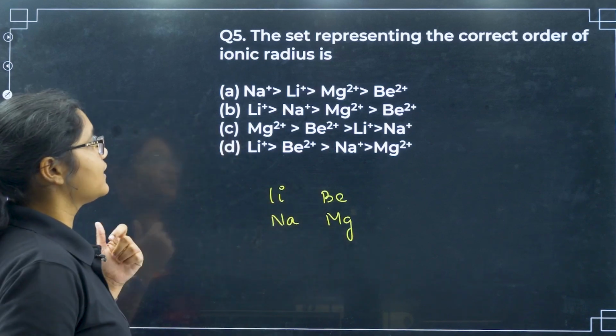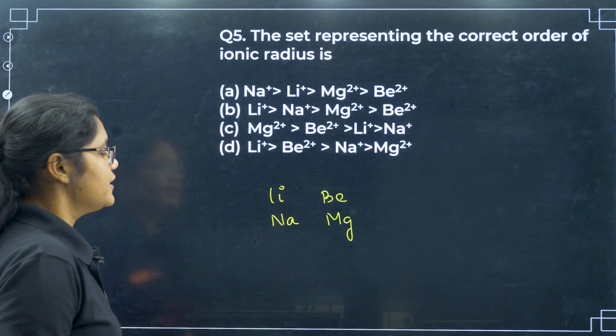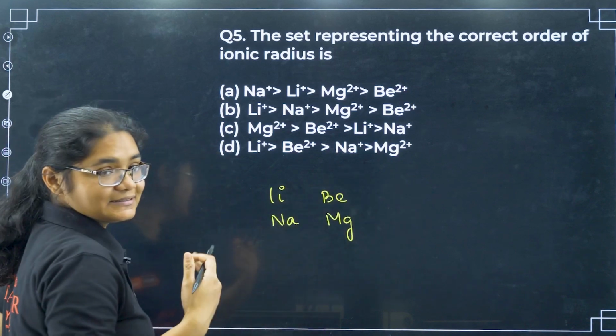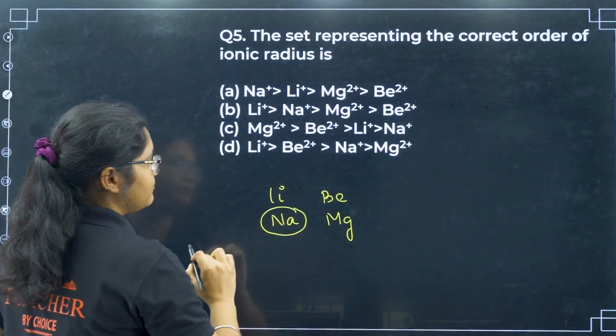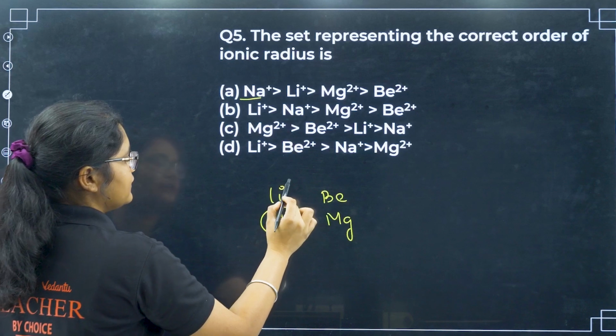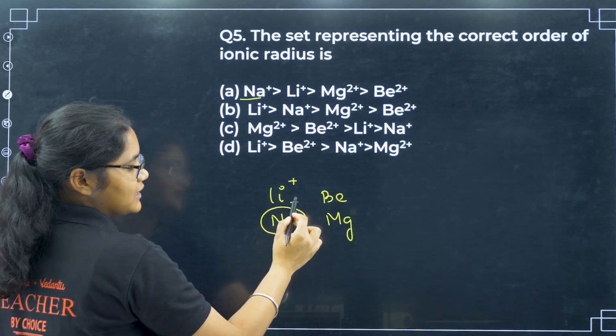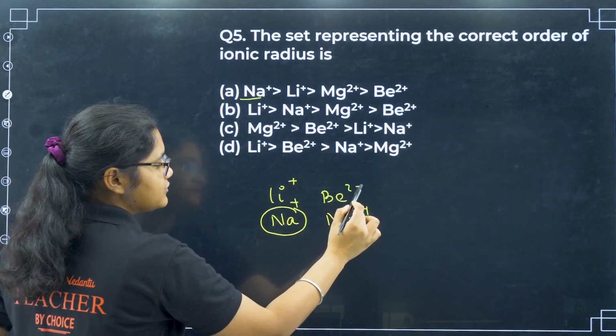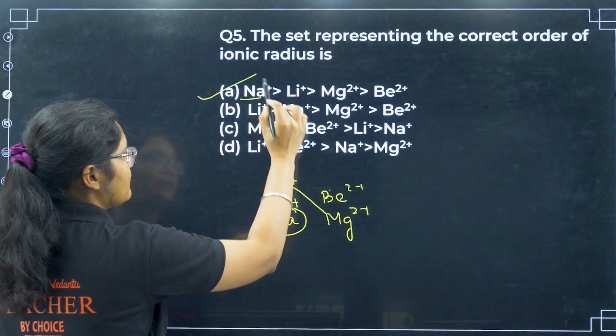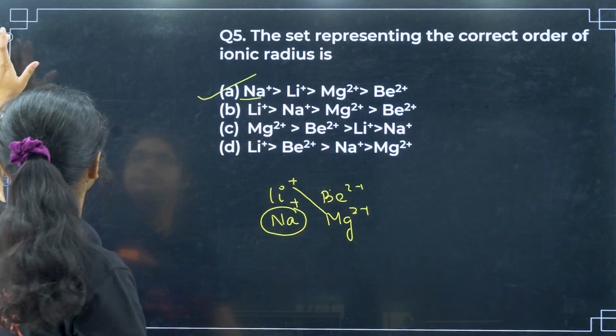The set representing the correct order of ionic radius. So we know that along the period the size decreases. So definitely Na+ will have the maximum size and Li+ will have the next one, because these are +1 charges and these are +2 charges. So after that magnesium and then beryllium. So option number A here.